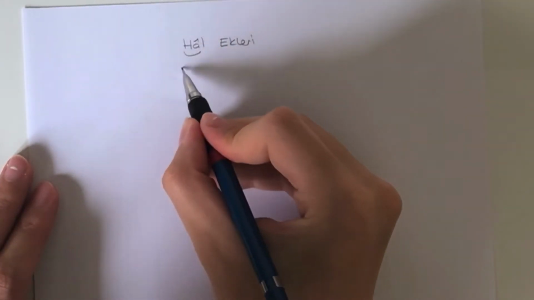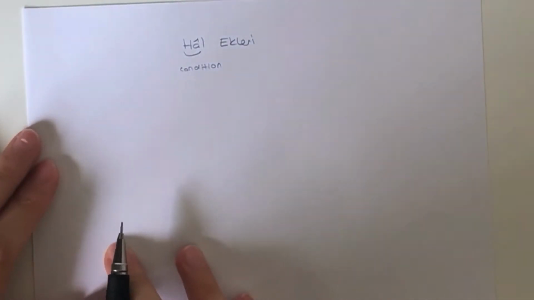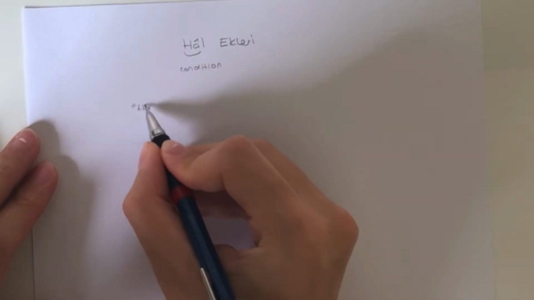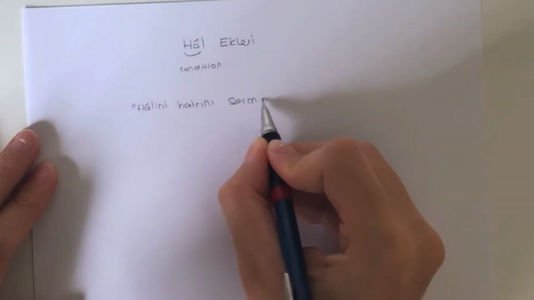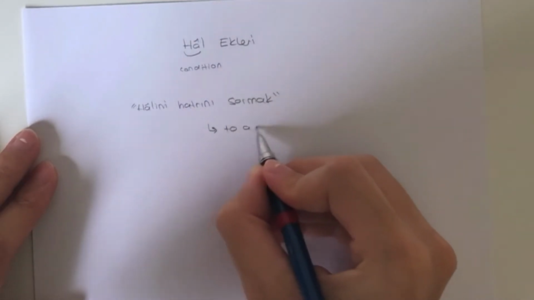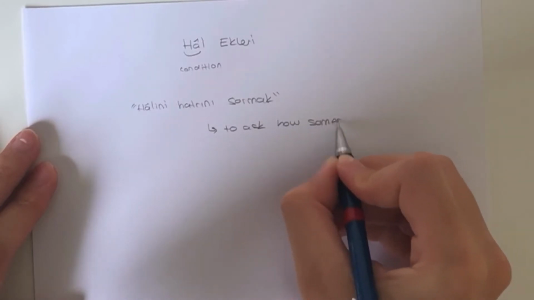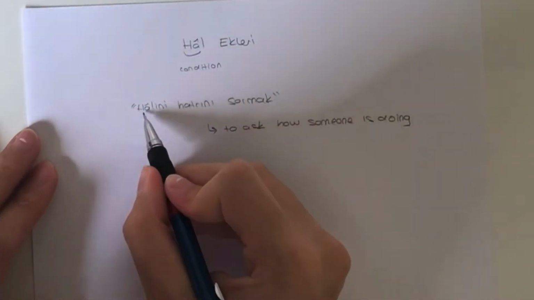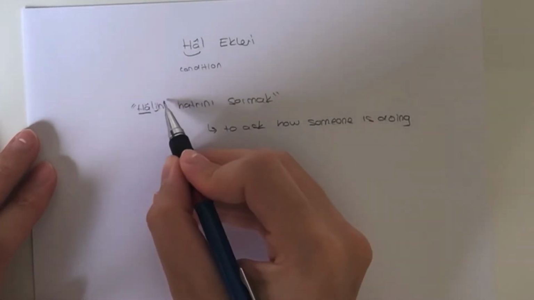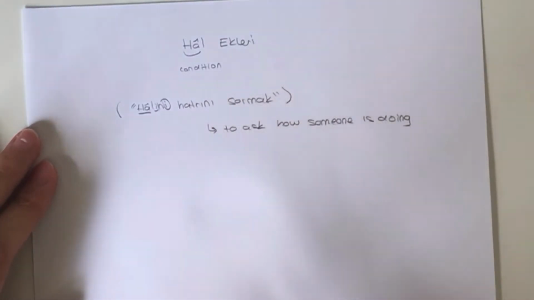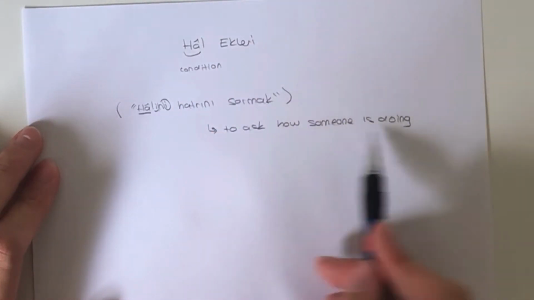Let's talk about the nouns here. Hal means condition of something. In Turkish we have a sentence, an idiom. It is halini, hatırını sormak. To ask how someone is doing. Hal means condition, hali, someone's condition. We will learn about this today. Let's get back to the sentence later. Just know that this means this, okay?